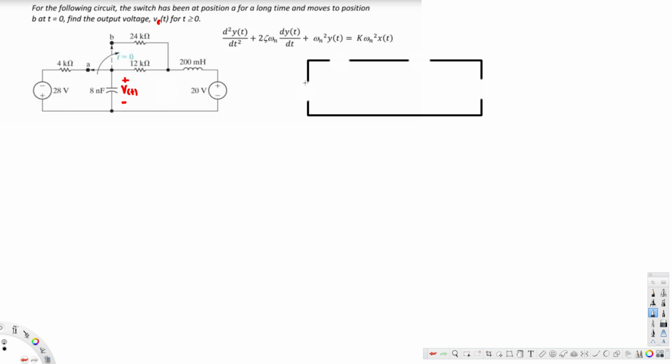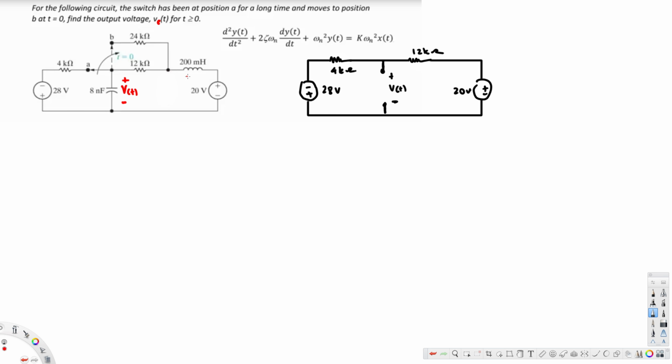Now let's go ahead and draw the diagram. This is our voltage source, 28 volts, and here we have a 4k ohm resistor, and this is our 12k ohm resistor, and this inductor will be short circuited, and this is our 20 volt voltage source, and this capacitor will act as an open circuit. Okay, so we are interested in the voltage across this capacitor, V of t. The first thing is we have to find the current through the inductor and also the voltage across the capacitor in the initial state.